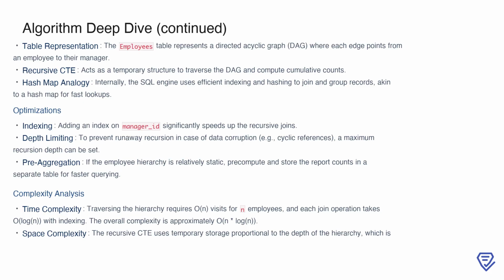Optimizations such as adding an index on the manager_ID column can significantly improve the performance of recursive joins. Additionally, depth limiting can be employed to safeguard against data anomalies like cyclic relationships, which could result in runaway recursion. For organizations where the hierarchy is relatively static, pre-computing and storing the report counts in a separate table can further enhance performance by enabling faster querying.